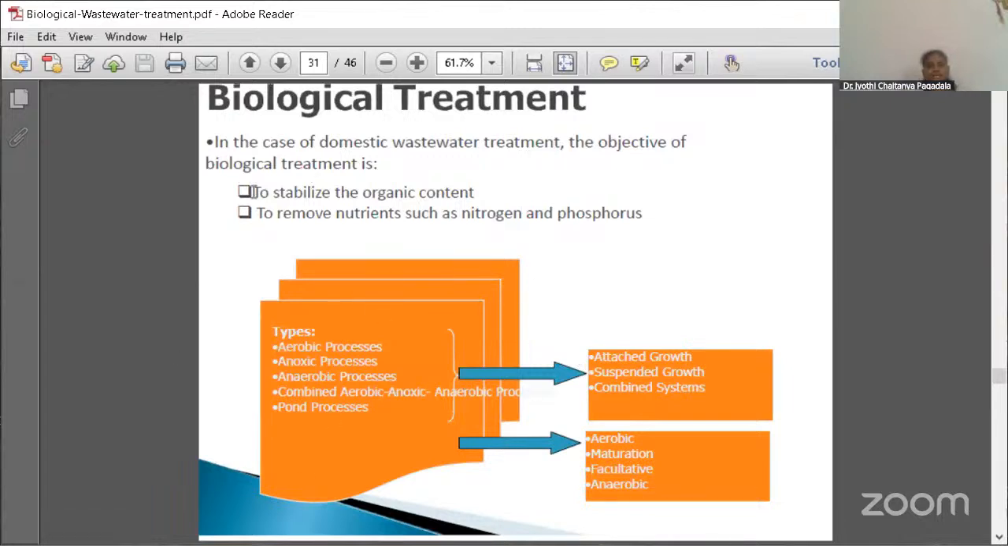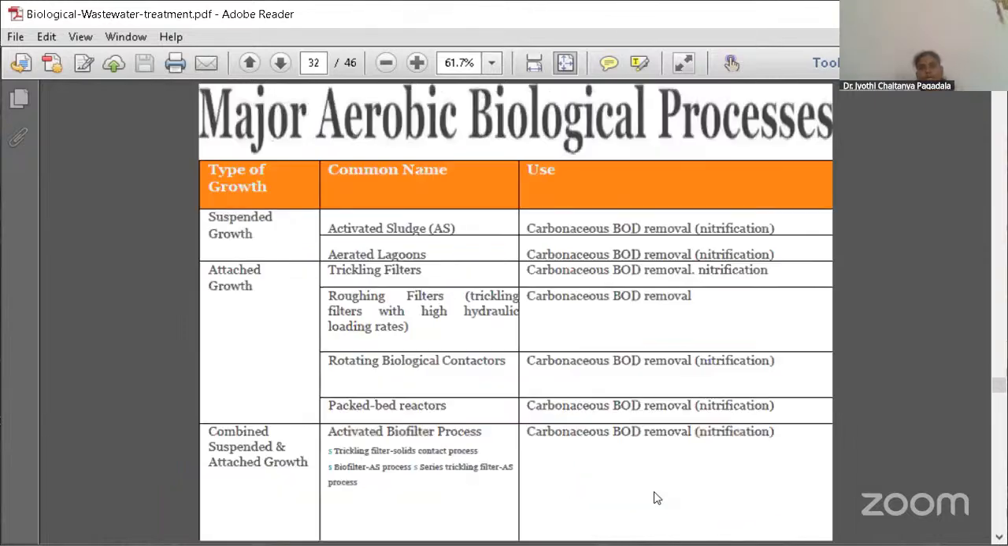As we discussed, in the case of domestic wastewater treatment, the objective of biological treatment is to stabilize the organic content and remove nutrients such as nitrogen and phosphorus. The types are aerobic, anoxic, anaerobic, combined aerobic, anoxic and anaerobic processes, and the pond process. These processes include attached growth, suspended growth, and combined systems, and the other processes are aerobic, maturation, and facultative anaerobic.